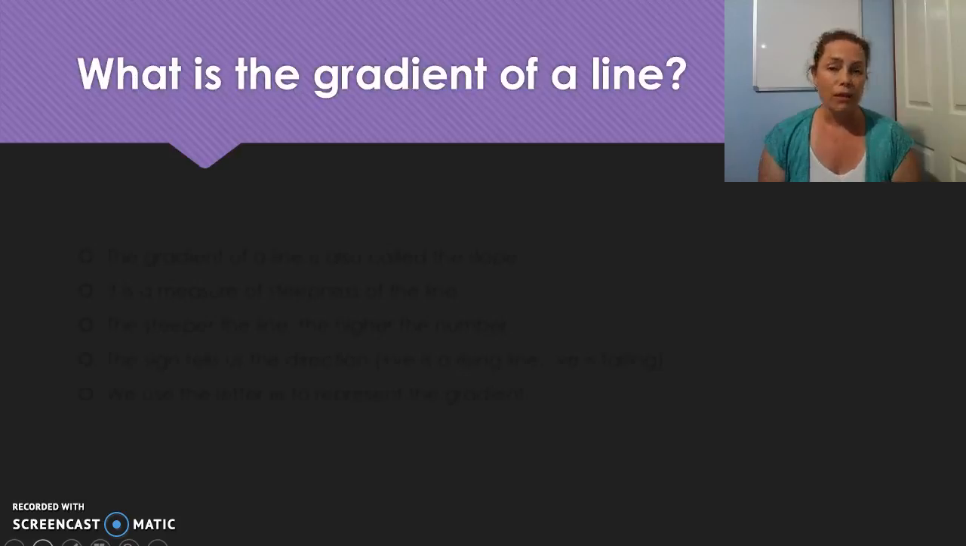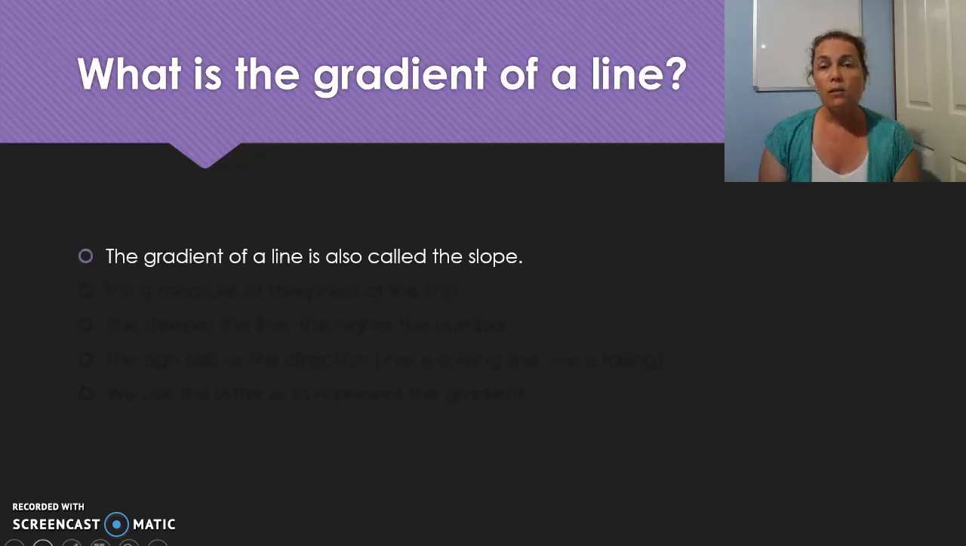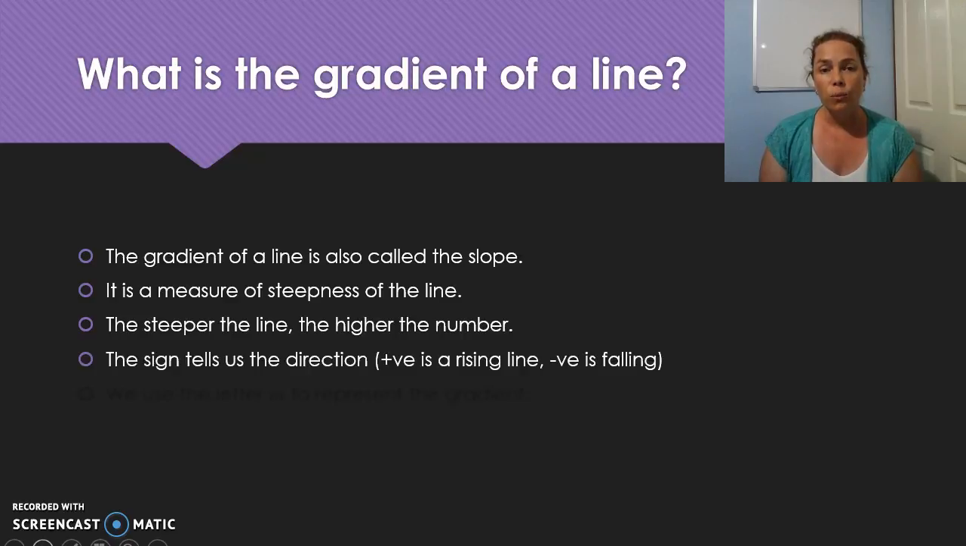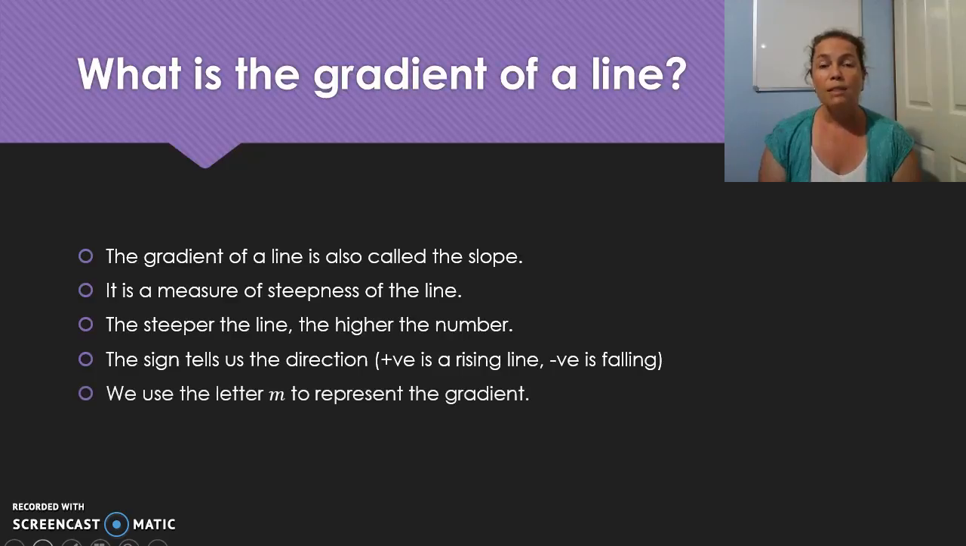So let's look at the gradient to begin with and have a quick reminder of what the gradient actually is. It's also called the slope, and it's a measurement of the steepness of the line. The steeper the line, the higher the number that the gradient m will be. The sign tells us the gradient's direction. If it's positive, it's a rising line, so as we move from left to right, it's going up, and if it's negative, it's a falling line. And we use the letter m to represent the gradient.